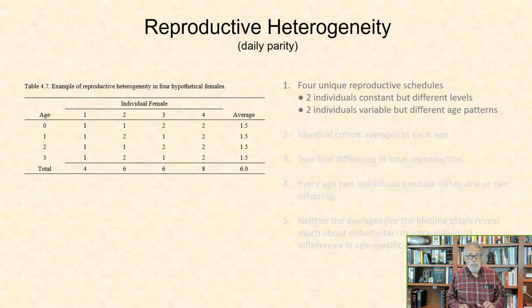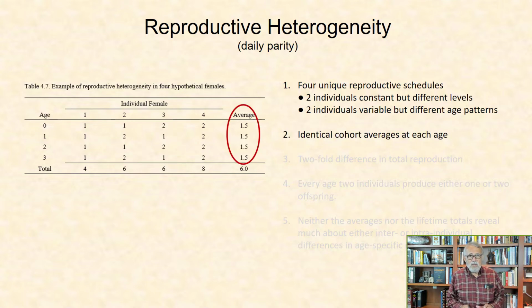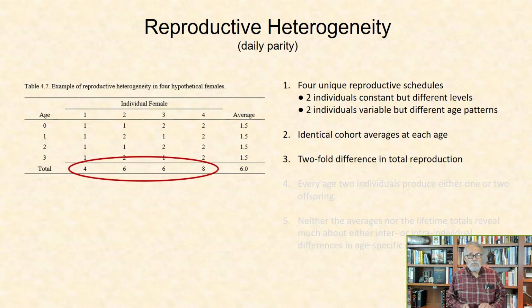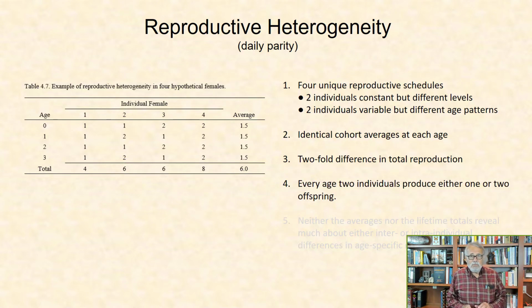There are 4 unique reproductive schedules here: 2 individuals whose reproduction is constant at every age but at different levels, and 2 individuals with variable reproduction but specific age differences. The cohort averages at each age are identical despite the inter and intra-individual differences. There is also a twofold difference in total reproduction, with the first individual producing 4 offspring and the fourth individual producing 8 offspring. At each age there are 2 individuals that are producing either 1 or 2 offspring.